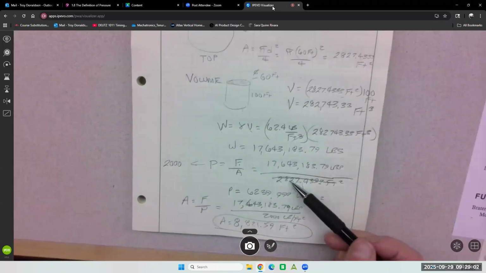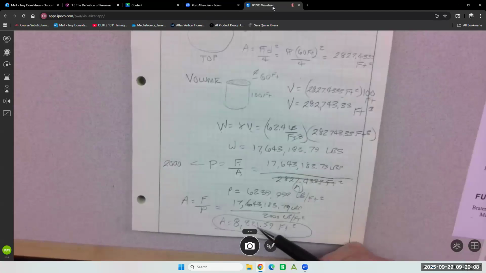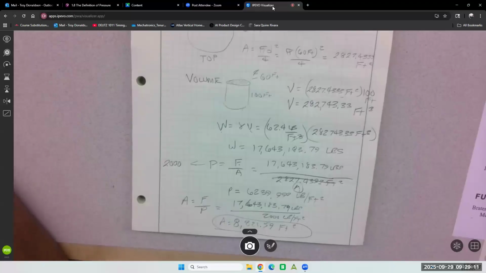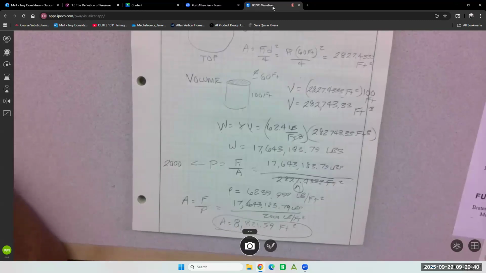So where we had 2,800 before, we really need like 3 times that amount, so it doesn't sink into the soil. All of that's calculated just because we know this pressure formula. P equals F over A. Now, if I wanted a round foundation, I'd have to take this area and figure out the new diameter, set it equal to pi d squared over 4 and solve for d. But we don't have to do that. We now know we need 8,821 square feet underneath that tank.